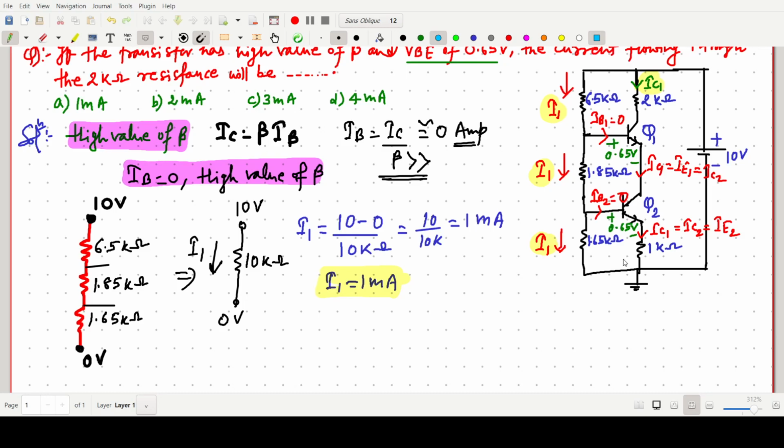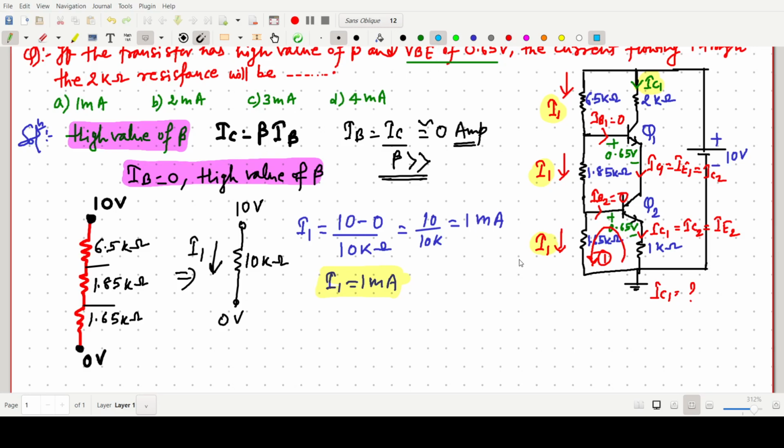If we apply Kirchhoff's voltage law in this loop, say loop 1, then we can find the value of IC1, because we have to find the value of IC1. So we have to apply the KVL in this loop. We can't apply it here, because we don't know this voltage, so it is better to write the KVL equation in this loop. So how can we write it?